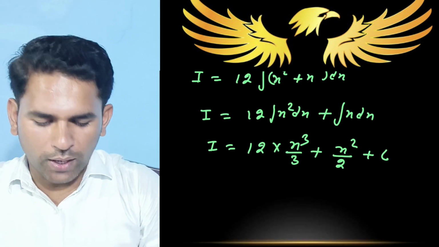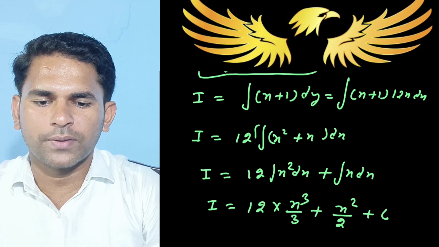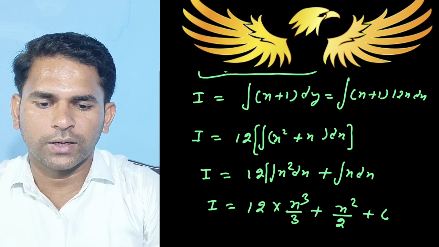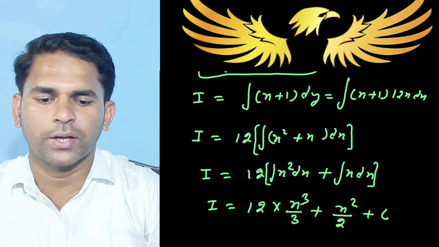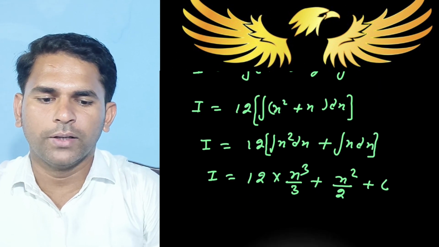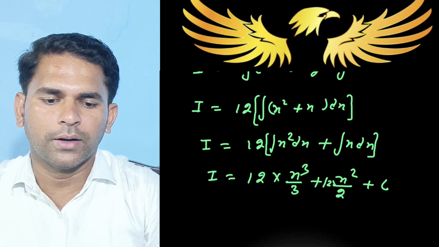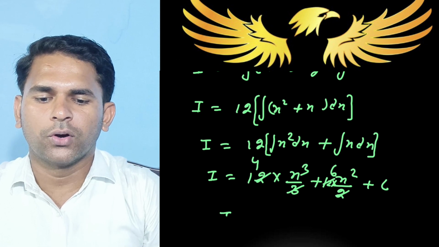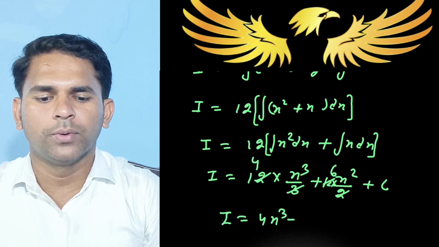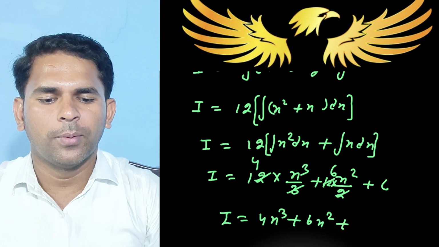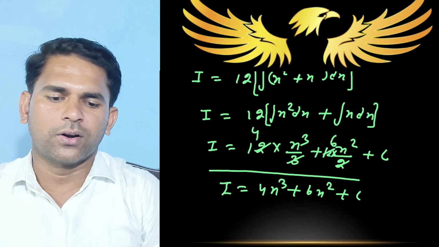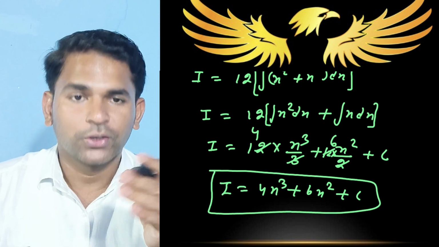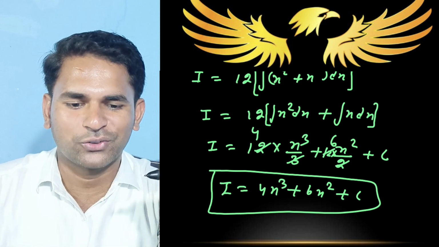Now this 12 is not only with a single term, it applies to the complete expression, so 12 is also here. Don't be confused. So we can write 12 here also. 2 sixes are 12, and 3 fours are 12. So now I is equal to 4x cube plus 6x square plus c. This is the final answer of this given problem. Any doubts? Clear? So now you can move to the next question.